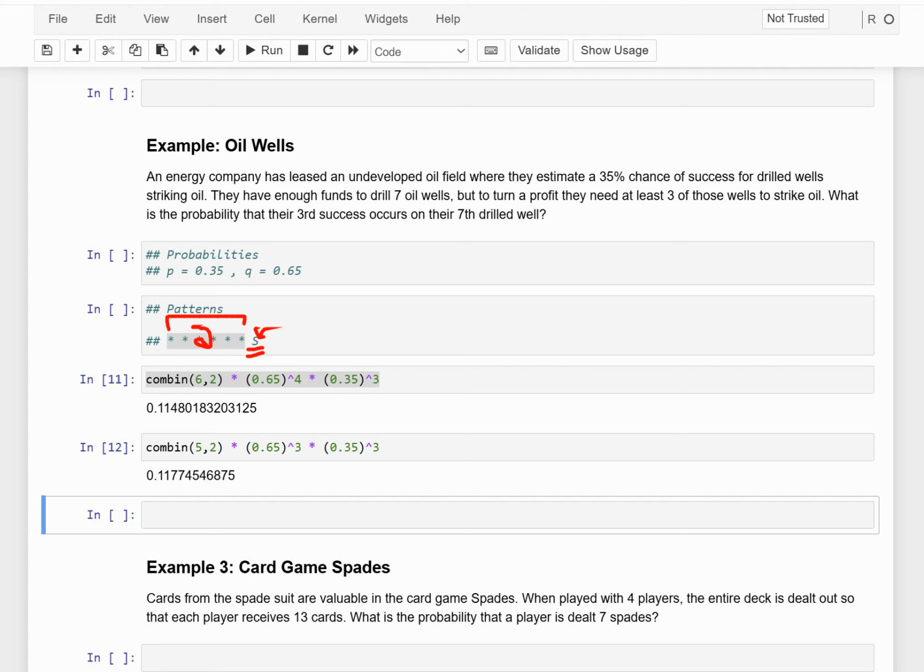So notice that it's not an 11.5% chance of overall success. It's an 11.5% chance of this particular success, where the 3rd successful well strikes oil on the 7th attempt. Here, this is on the 6th attempt. And again, they could be really lucky, and it could happen on the 5th attempt or 4th attempt or even the 3rd attempt if they were extremely lucky, right? So again, we can use this pattern to do a summation if we need to.